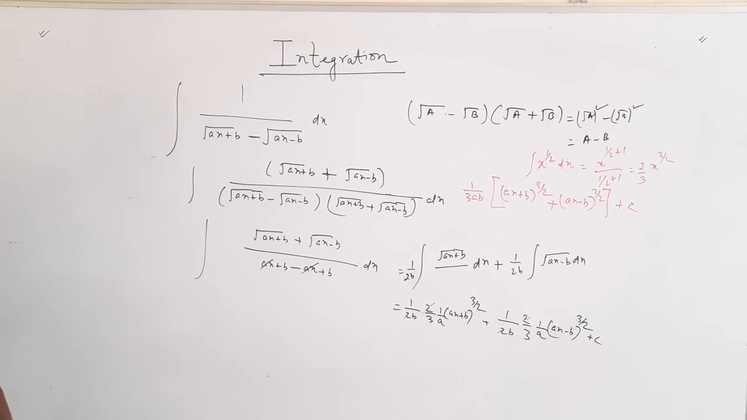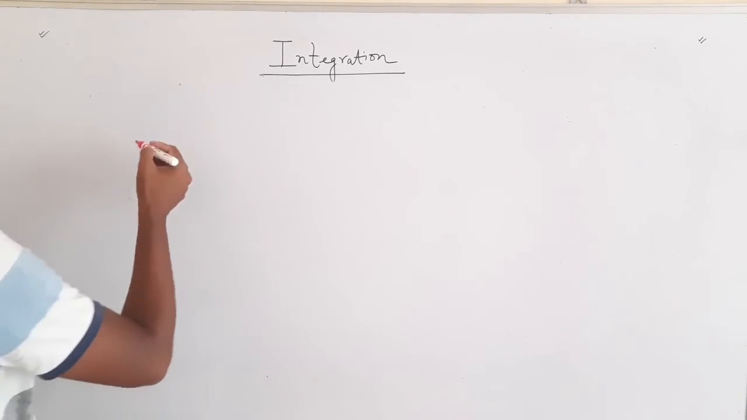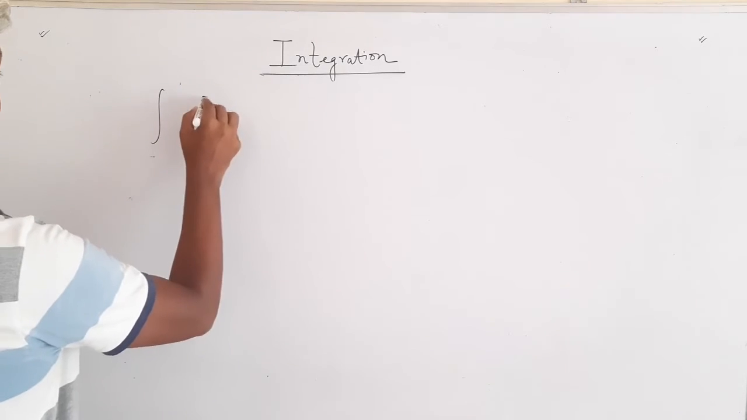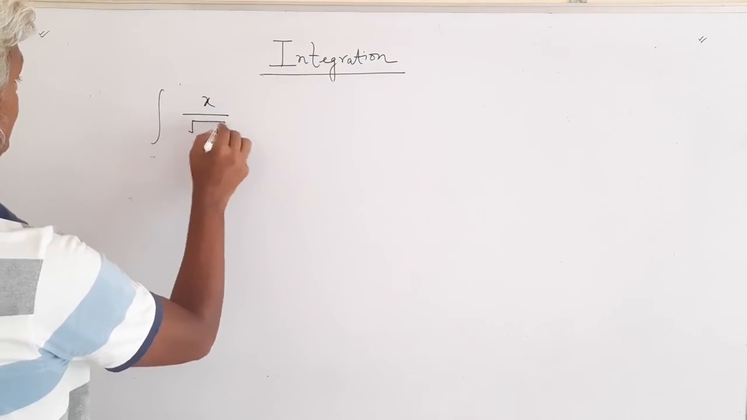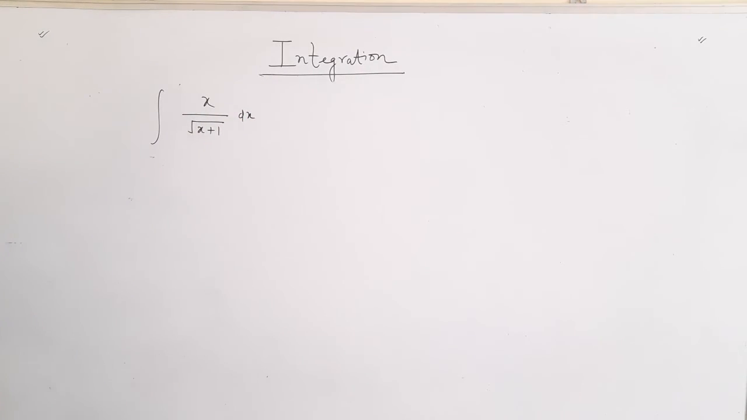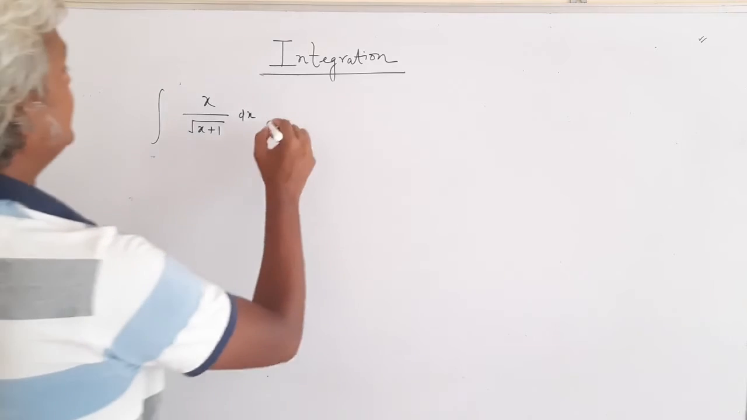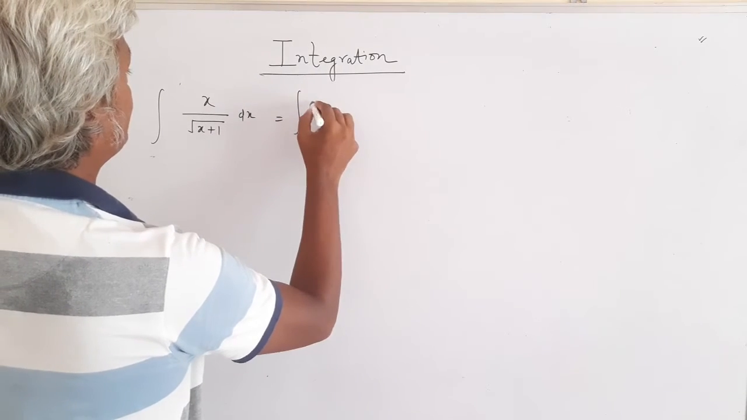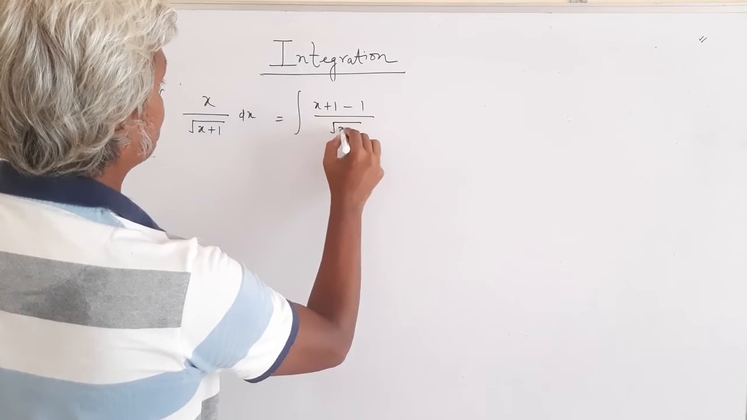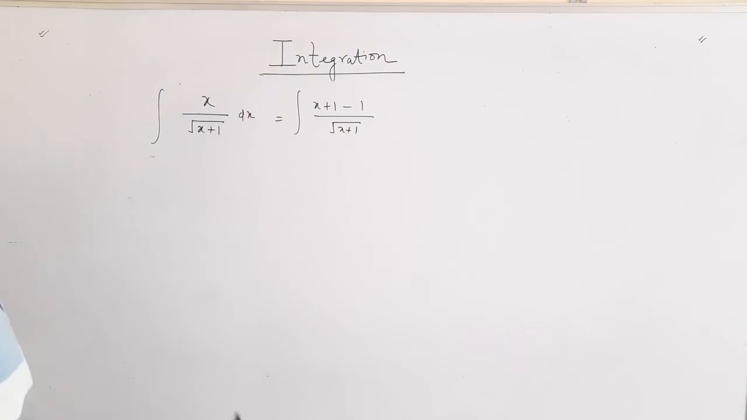Now I take another form. Okay, I have another example. This is looking like a very tiny example, but let's see how you do this. It goes like x upon under root x plus 1 dx. Now how do you do that? You can do it this way: write the numerator x as x plus 1 minus 1, over under root x plus 1. We are just trying to get the form.